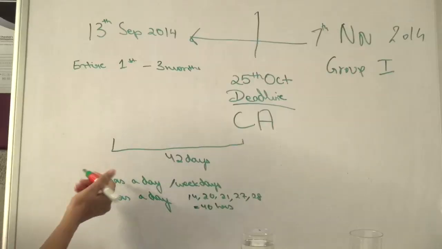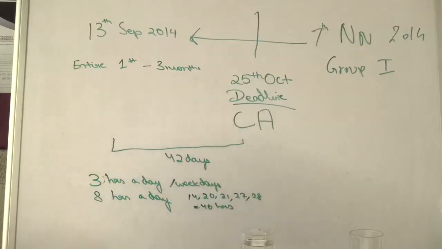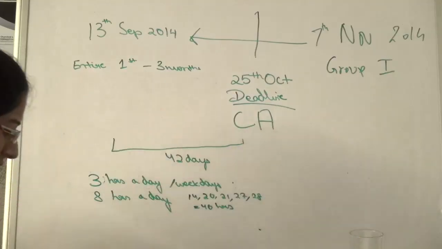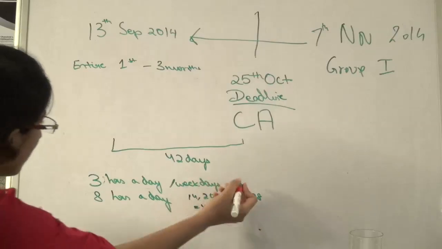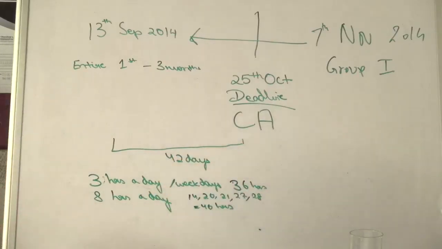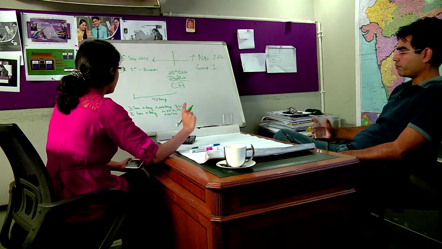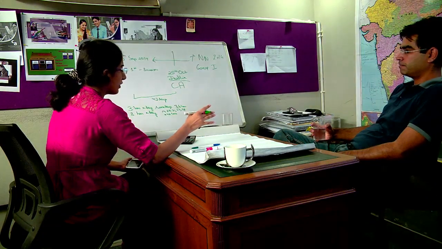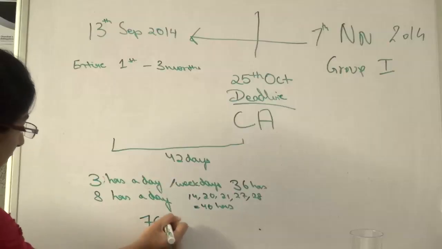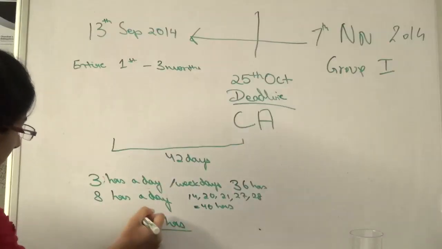Take it, 3 hours. And weekdays we have 5, 10, and another 2 days. So 12 days. 12 into 3 is obviously 36 hours. 76 hours I have during this month. And next month 25 days we'll come to later. So what is the total? You have 76 hours this month.